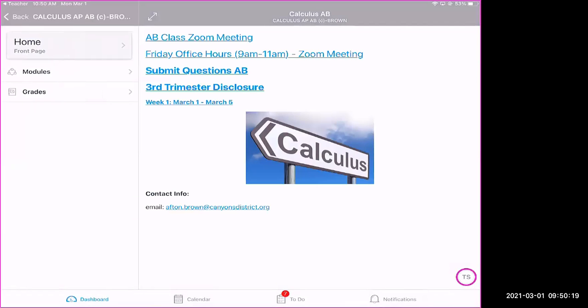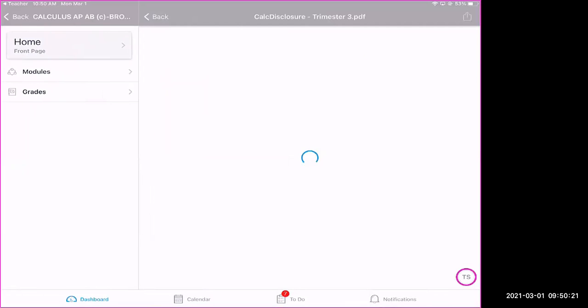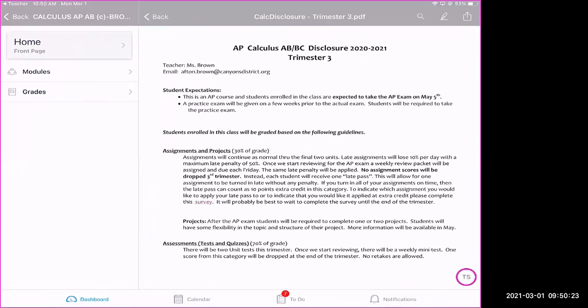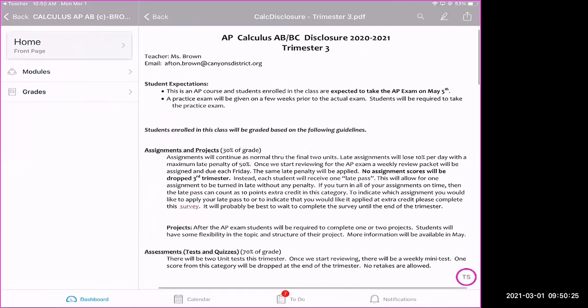Okay, so then on the home page, you can also open up the 3rd trimester disclosure. I'll bring you around a hard copy. But a couple things do have to change this trimester. For one, we're not going to have a final. We're only going to have 2 tests because we just have a test this Friday, which covers our unit 8. And then we have 1 last unit. And then we start reviewing. So the structure of the class changes a little bit 3rd try.